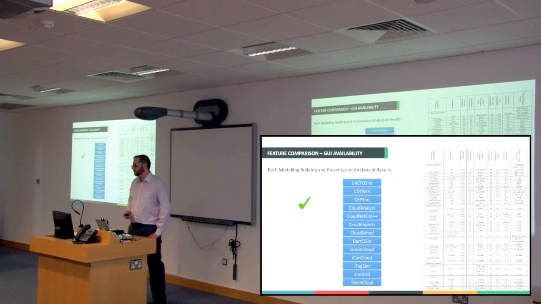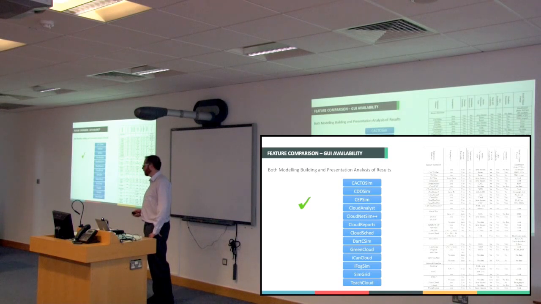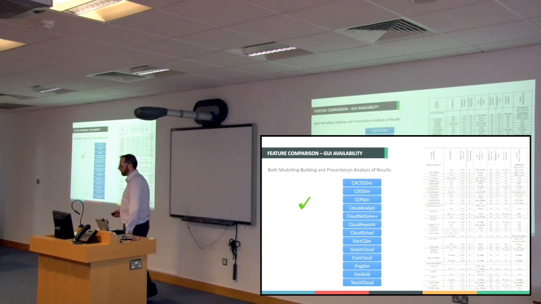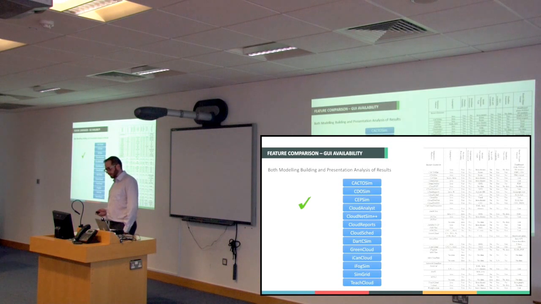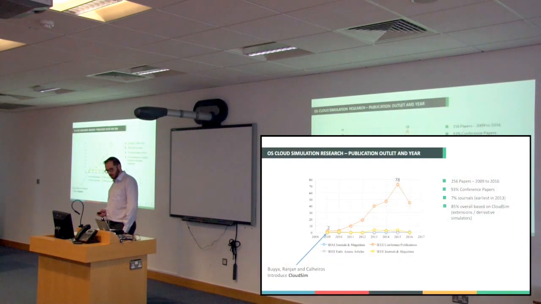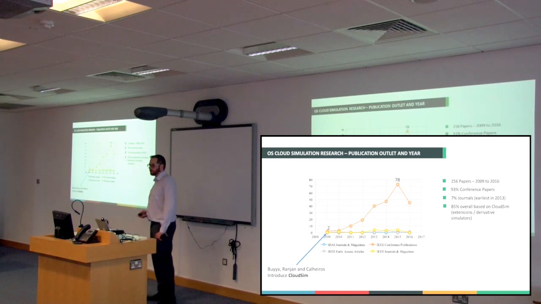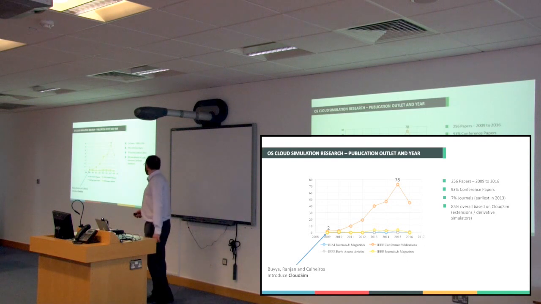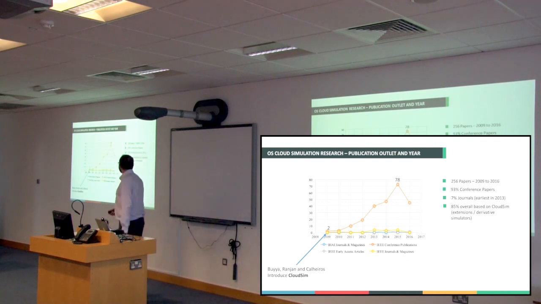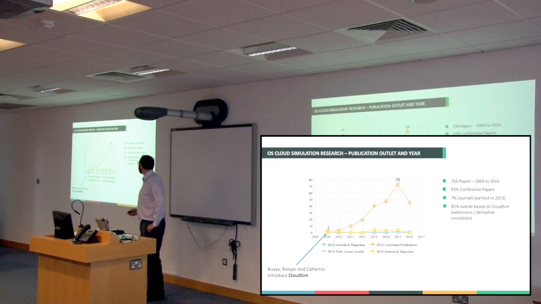In terms of graphical user interface availability, about a third of the tools have a GUI available for building the model or presenting and analysing the results. So that's the high-level feature comparison. But moving on to the systematic review. There were 256 papers reviewed from 2009 to 2016.